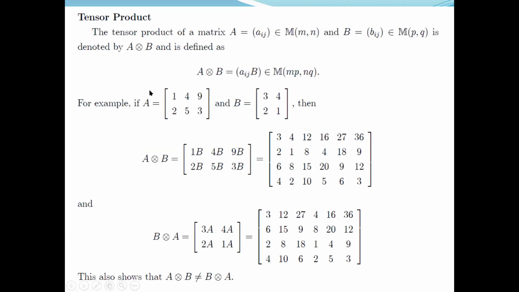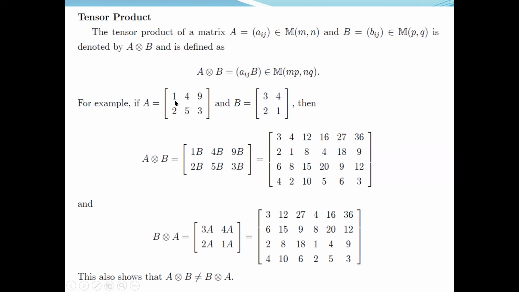Now in the next theorems, we also use the concept of the tensor product. The tensor product of a matrix A ij belonging to M m by n, that is of order m by n, and B ij is a matrix of order p by q. Then A cross B, that is the tensor product, is defined as A ij multiplying each entry by scalar times the matrix B. This acts like a scalar product inside the bracket. So we get a matrix of order mp by nq.